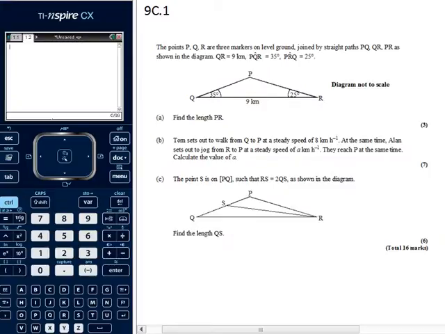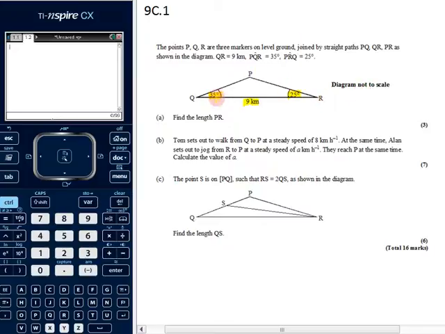In this question, we're told about points P, Q, and R, which are markers of a triangle on level ground, and the paths PQ, QR, and PR as shown in this diagram. QR is the length 9 kilometers. The angle PQR is 35 degrees, and the angle PRQ is the angle 25 degrees. So all of the information up here appears to be in the triangle below. Now using that information, we're going to try and find the length of PR.